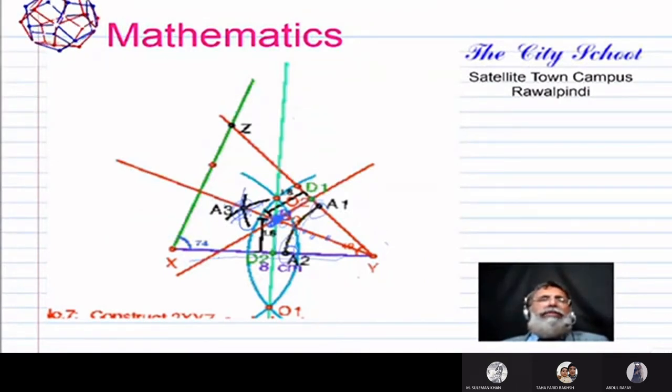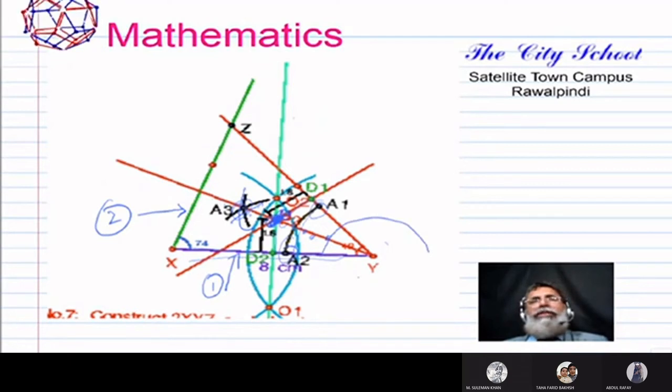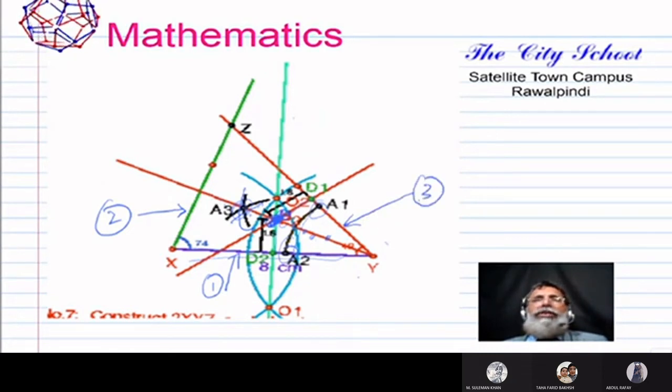The first step was to draw the given line of 8 centimeters. This was practical working number 1. Second, we have drawn this line which was an angle. We have drawn the angle by using a protractor. This was working number 2. Then, using the protractor from Y, we have drawn an angle which was this one. So this was working number 3, and after that we have marked a triangle.